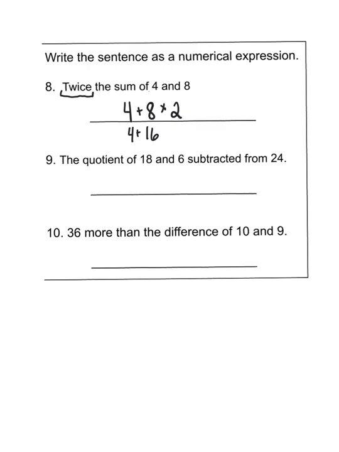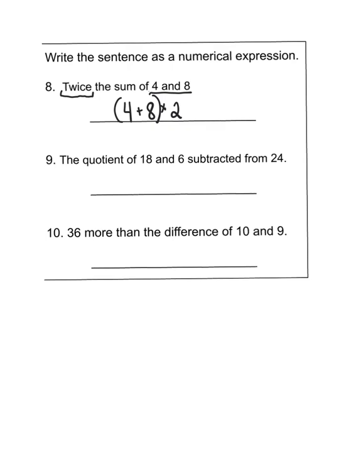So that tells me that we could probably leave it alone and not... true. So that tells me that we do need to add parentheses to force the mathematician to add 4 and 8 first. Otherwise, you're not taking the sum of 4 and 8, you're just doubling 8 and then adding 4.